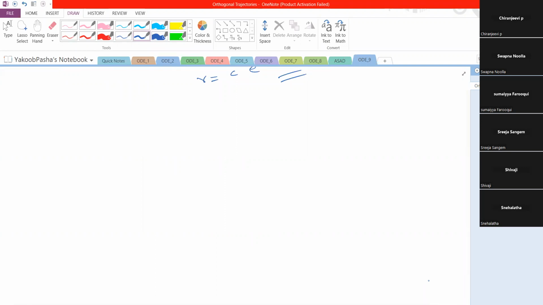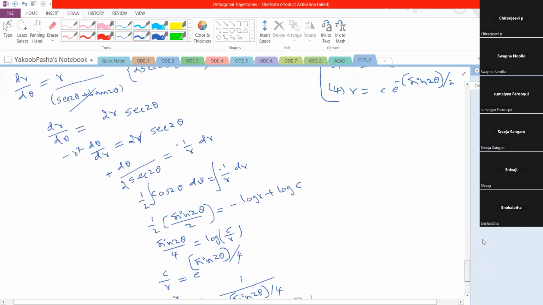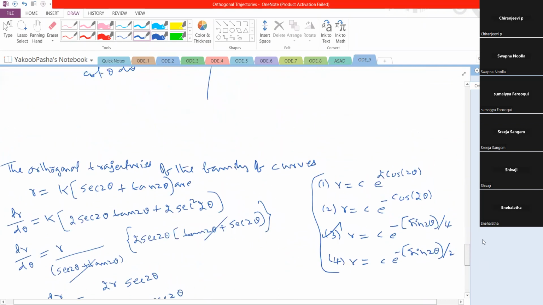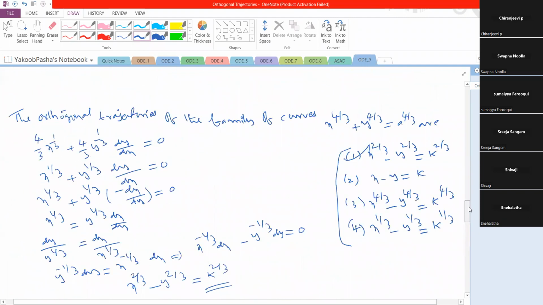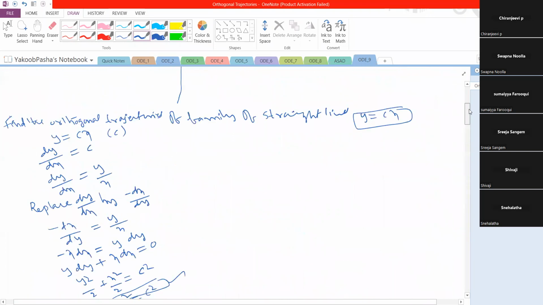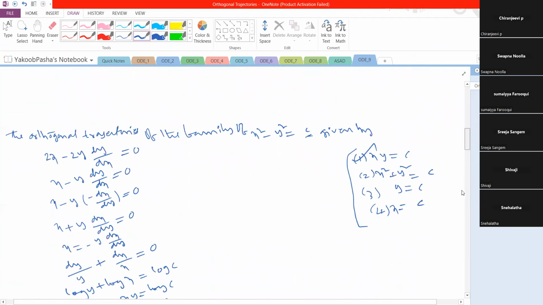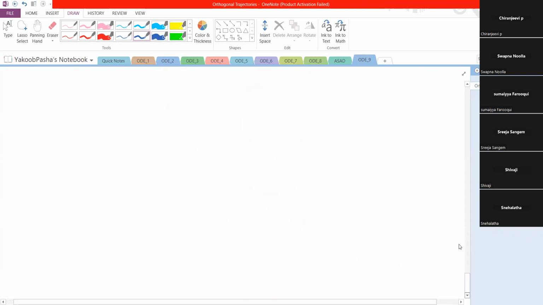Okay, clear, orthogonal trajectory? Any question from this? I have a question. I'm taking different problems. Anyone? Please ask me any question from orthogonal. Yes. No questions. Okay, I will continue the next topic, that is linear differential equations with the constant coefficients.